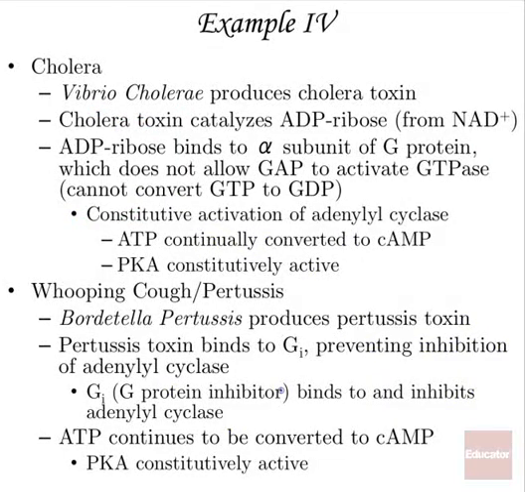All right, let's talk about another example. We actually have 2 examples in this one. Let's talk about 2 different diseases, cholera and whooping cough, otherwise known as pertussis. Cholera is caused by the action of the bacteria Vibrio cholerae, and this Vibrio cholerae produces a toxin called the cholera toxin. Now, how does this work? What's the mechanism of action?